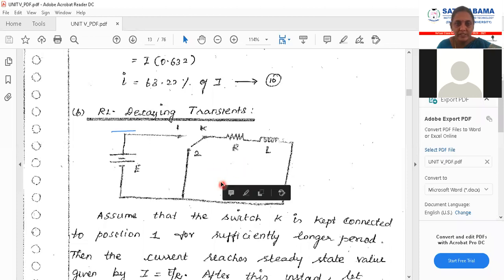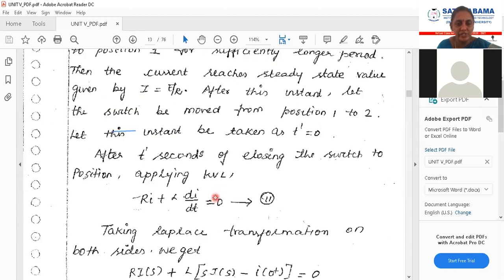This is the circuit under consideration. You have a resistance and an inductance and no voltage sources there. So you will write the equation now. R into i, where i is the current flowing through it, plus L into di/dt. Ri + L di/dt = 0.